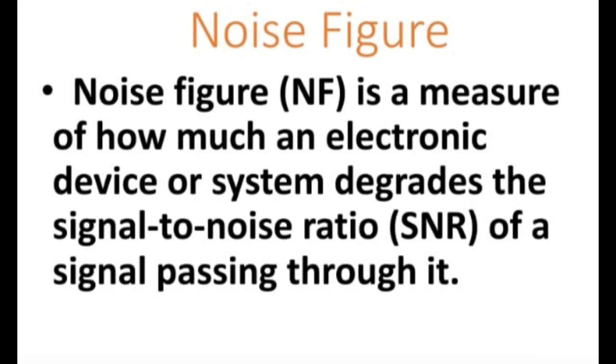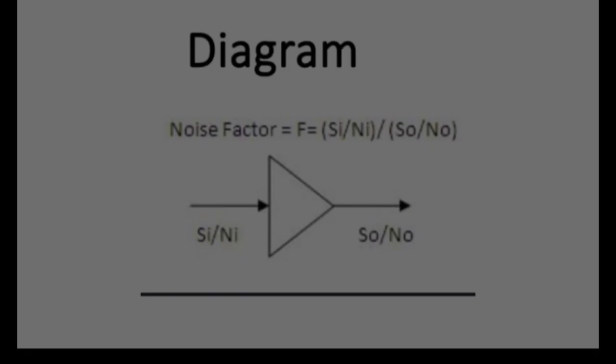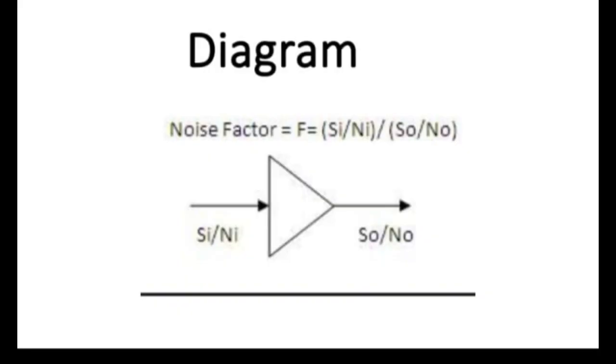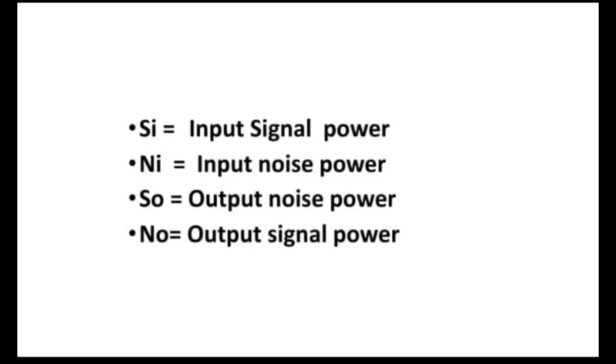Hello friends, we are going to see noise figure. Noise figure is a measure of how much an electronic device or a system degrades the signal to noise ratio of a signal passing through it. We can see here the diagram. SI is equal to input signal power. NI is equal to input noise power. SO is equal to output signal power. NO is equal to output noise power.